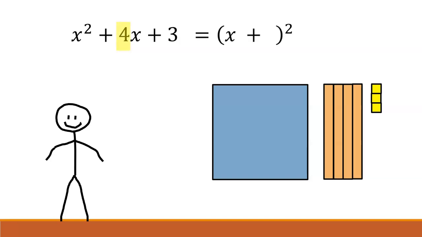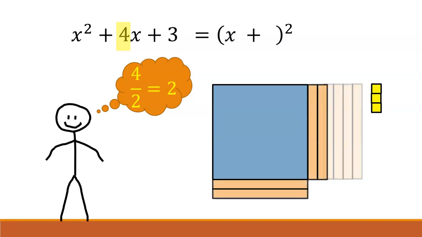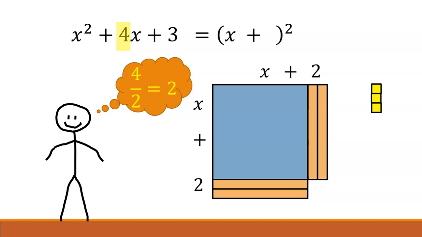We want to rearrange the blocks so that they form a perfect square. We'll start by looking at the 4 blocks that are x by 1. We'd like to rearrange them so that we have the same number of blocks on each side of the square. So if we take the 4 blocks and divide them into 2 equal groups, we have 2 of those blocks on each side. That means that the square that we're trying to form measures x plus 2 by x plus 2. And the area of that square would be x plus 2 quantity squared.